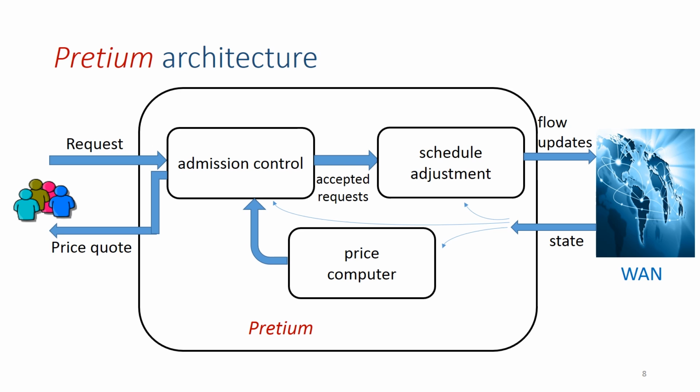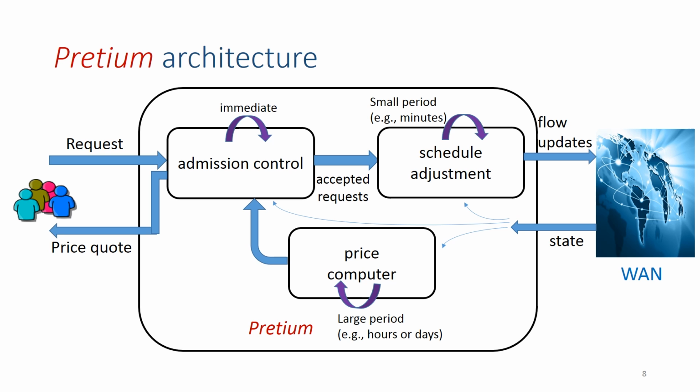These requests are then tentatively scheduled. The schedule adjustment module does the actual scheduling and routing, while repeatedly adjusting the schedule, taking into account the current network state and cost considerations. The price controller occasionally recomputes link prices given historical usage.